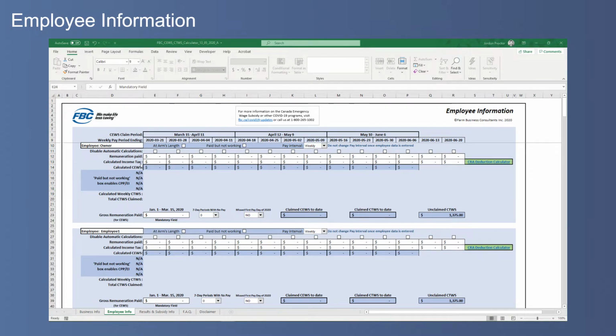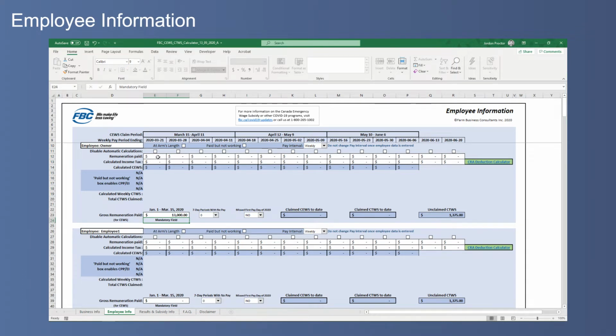Before we enter the remuneration paid and calculate the income tax, we want to find out the gross remuneration paid for the period leading up to COVID. That's January 1st to March 15th in 2020. For this example, we added everything up, and it's going to be $13,000 is what they made in that entire period. Throughout that period, they had 0 7-day periods with no pay. So they didn't have layoff time. And then they didn't miss the first payday of 2020 for this example.